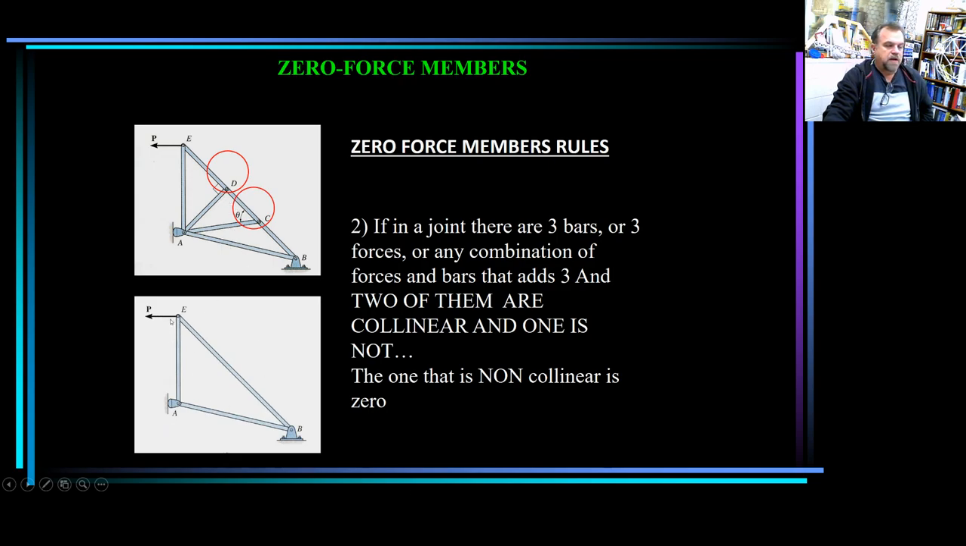Okay, you have three here also, and a lot of people say, oh, but you have three here also in this part, so what is happening here? Why is this not zero? Look at the rule. It says of the three, two of them are collinear. Do you see any two of these collinear? No. You also have three here, one, two, three, because this is a reaction. But they are non-collinear, so the rule doesn't apply there.